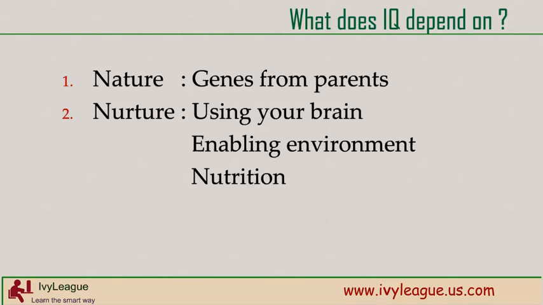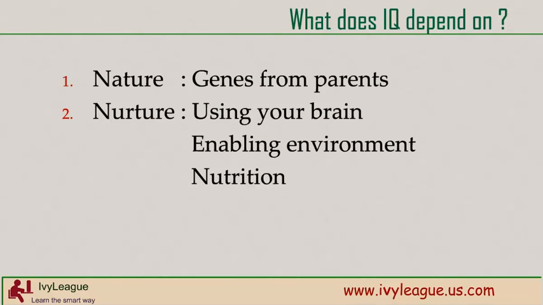Scientists believe that intelligence at the time of birth depends on nutrition and heredity, that is, the genes from parents. If your parents are intelligent, then you would be born intelligent. But this is not the whole story. After birth, your intelligence keeps on increasing fast because you use your brain. As you use your brain more and more, your brain becomes a well-oiled machine and gets sharper.